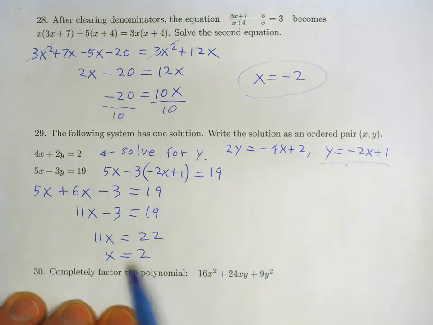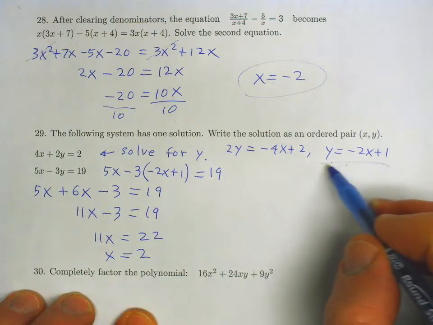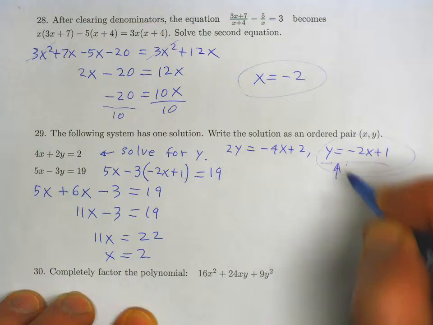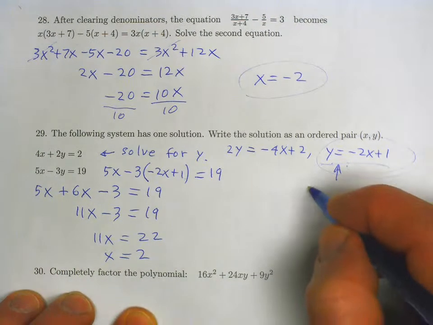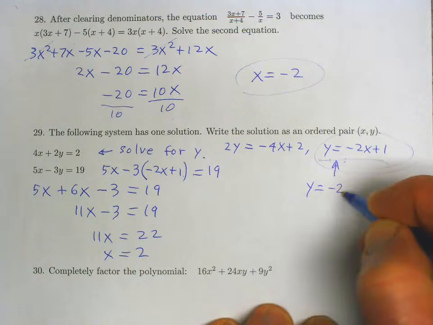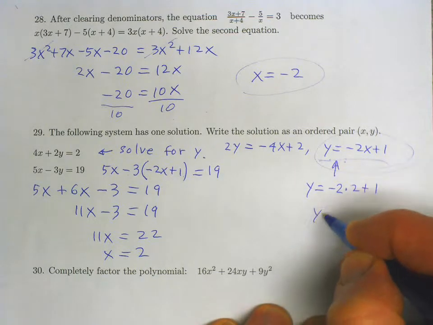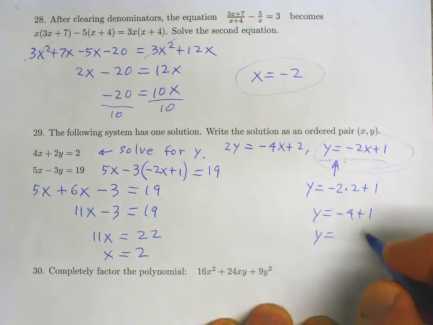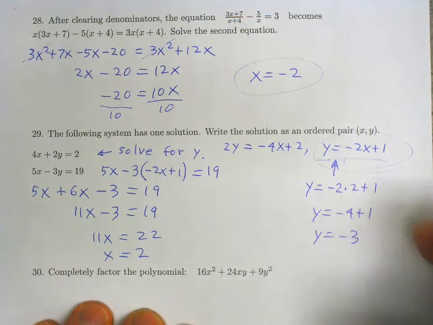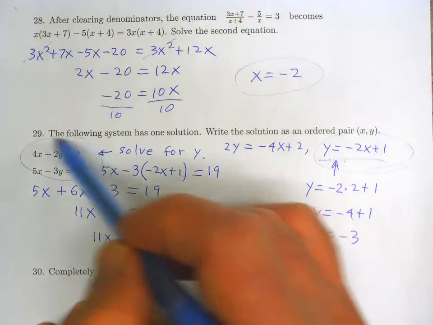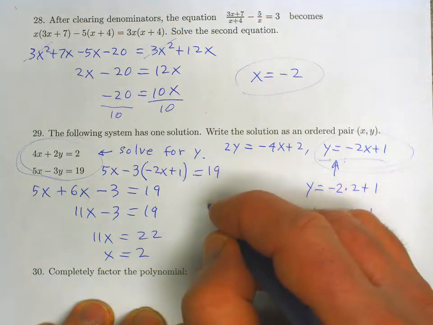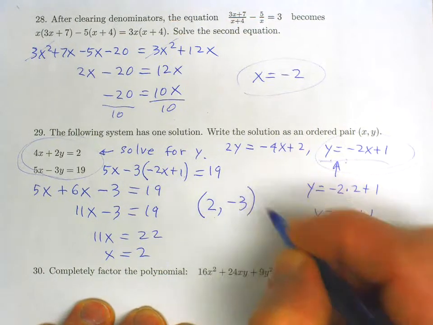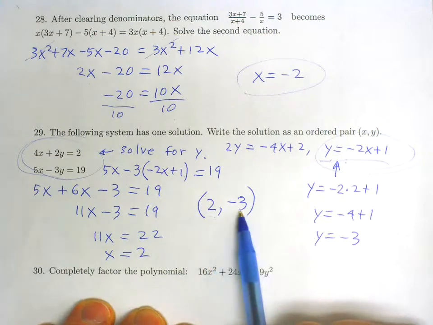Hey, we still need to find y, but we can use this equation and substitution, replace x with 2, so we get y equals negative 2 times 2 plus 1, or y equals negative 4 plus 1, which means y equals negative 3. Okay, so the solution to the system of two linear equations is the ordered pair 2, negative 3. So this means x is 2 and y is negative 3.